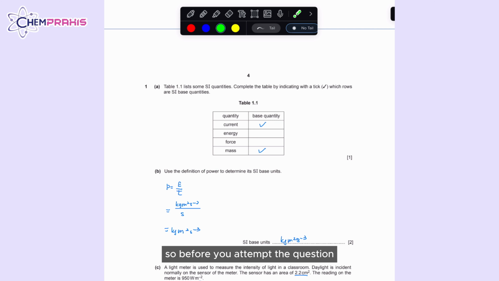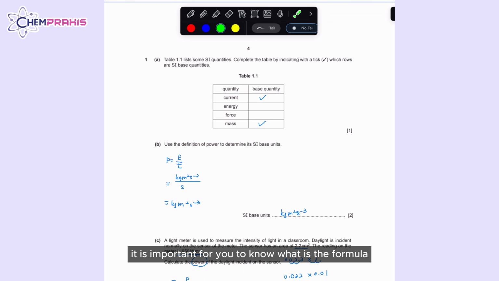For B, they are asking for the SI base unit of power. Before you attempt the question, it is important for you to know what formula can assist you to find out the base unit. I'm using P equals E over t. The base unit of E will be kg m² s⁻², divided by time taken, which is seconds. And you will get the SI base unit, which is kg m² s⁻³.